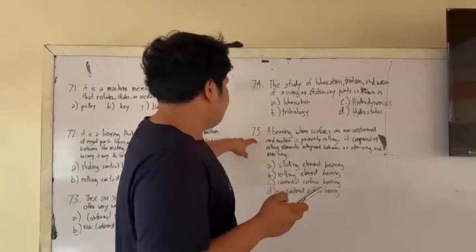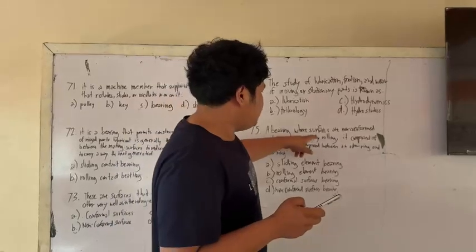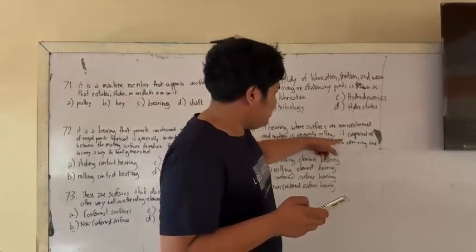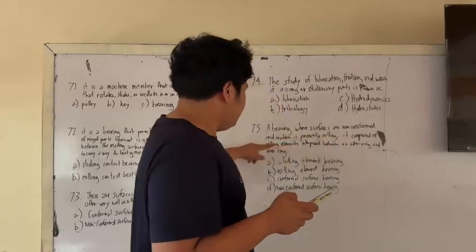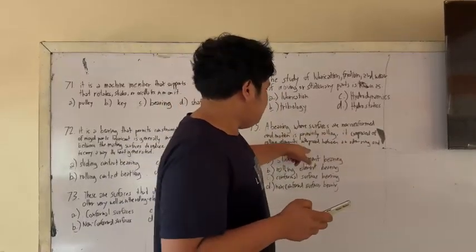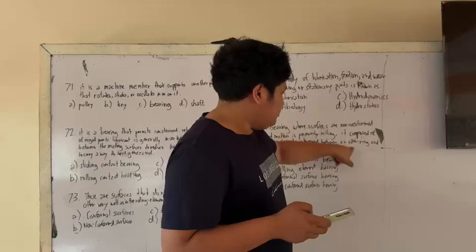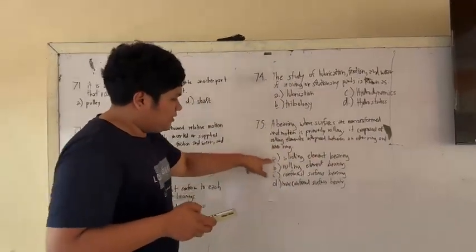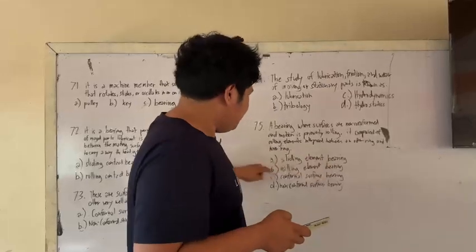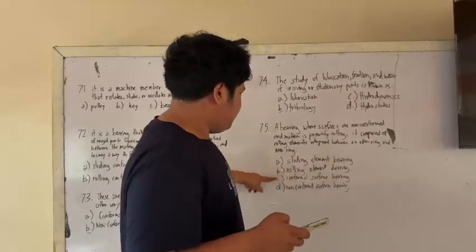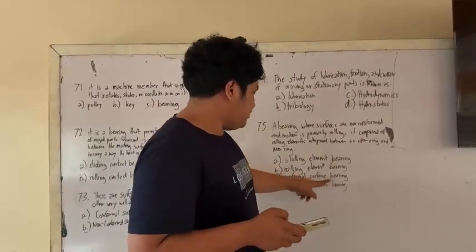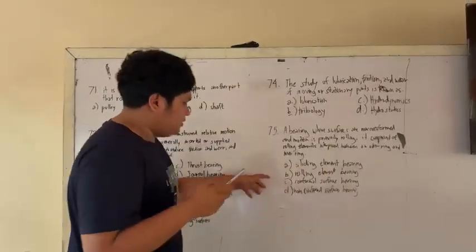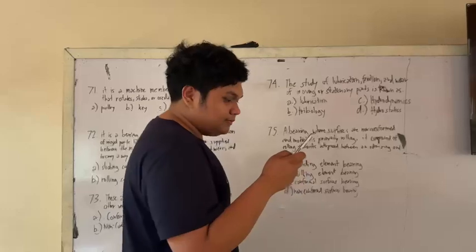So last, we have 75. A bearing where surfaces do not conform and motion is primarily rolling. It is composed of the rolling elements interposed between an inner and outer ring. So we have A, sliding element bearing, B, rolling element bearing, C, conformal surface bearing, and D, non-conformal surface bearing. So the answer is B, rolling element bearing.